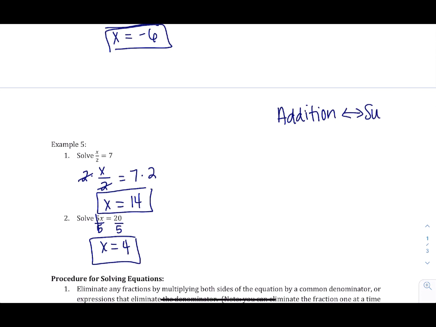So we can think of addition and subtraction as opposites. So they will undo whatever operation you have there. So if you have addition, subtraction will undo it, and vice versa. And you can think of multiplication and division being opposites. And so you can use those operations in order to solve your equations.